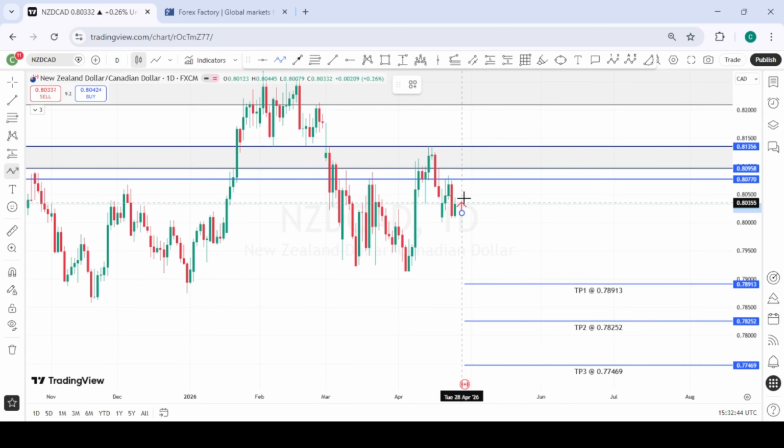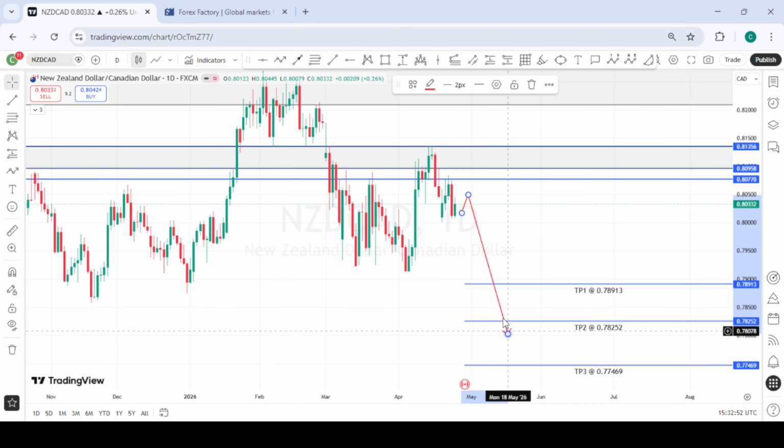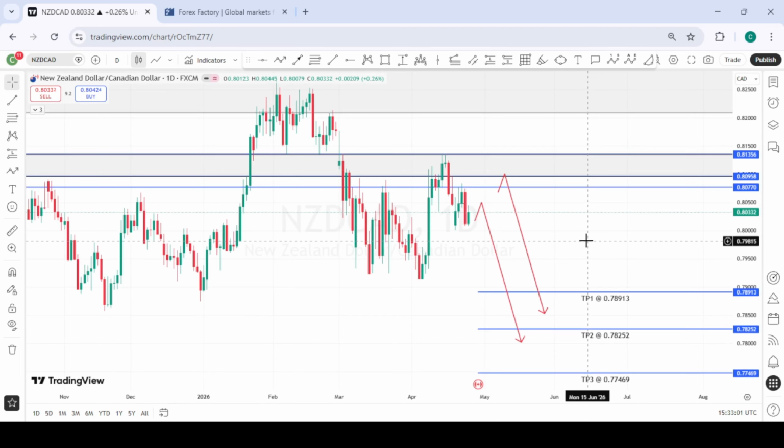Should price pull back to retest this area of interest or pull back anywhere around here and give us selling confirmation, we can look out for selling opportunities from here to the downside. Should price also make its way all the way back to the 2 areas of interest here and still give us selling opportunities, we look for selling opportunities to the downside.